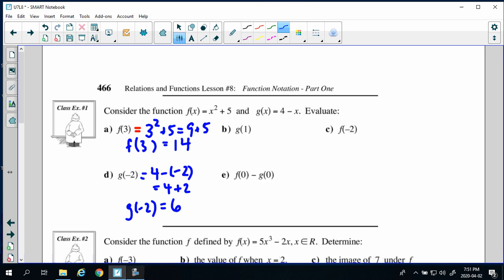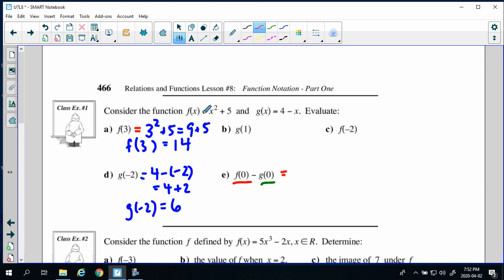What about this strange example here? They're saying, what's f of 0 minus g of 0? So this is actually not too bad. What we can do is we could do f of 0 in red, and then we'll do g of 0. So you could do them separately and then just subtract the result, or you could do it all in one shot, and I'll just do it all in one shot.